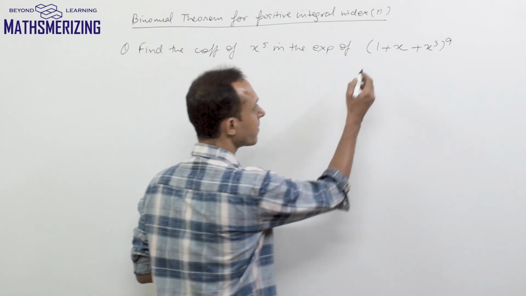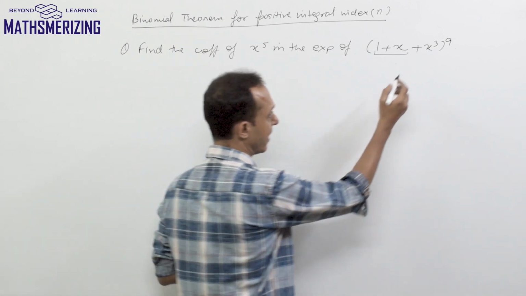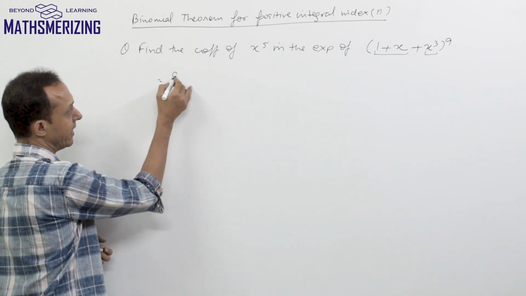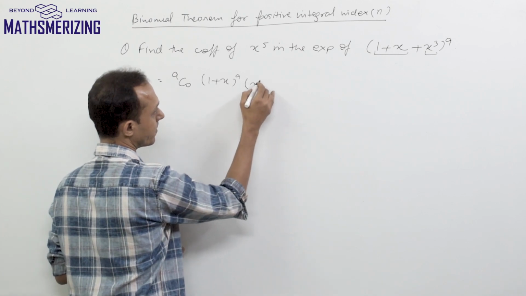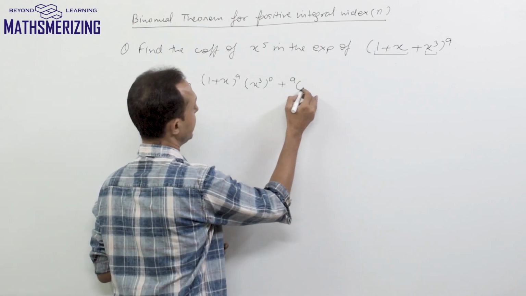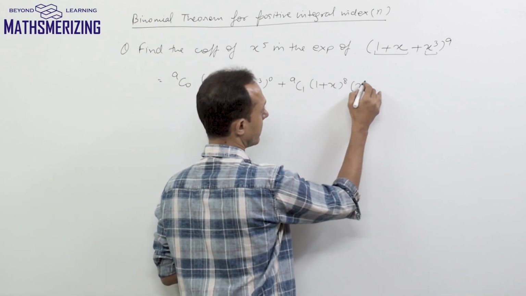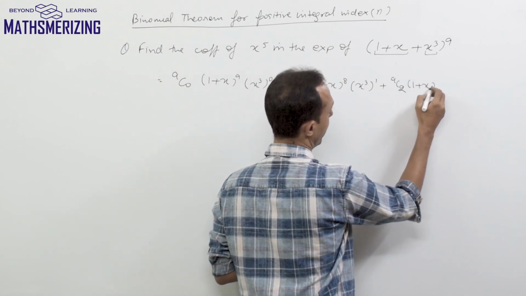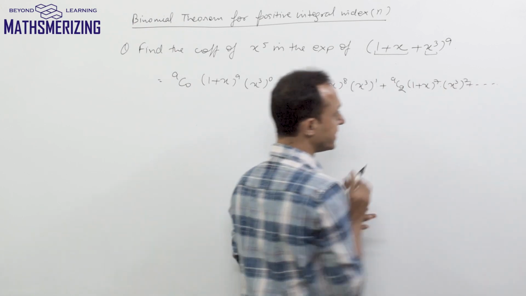So what I'll do is, I'll consider this 1 plus x as one term, which is a, and I'll consider this x cube as b, and then I'll write its binomial expansion. So if I write the binomial expansion, I'll write 9C0 (1 plus x) to the power 9 (x cubed) to the power 0, 9C1 (1 plus x) to the power 8 (x cubed) to the power 1, 9C2 (1 plus x) to the power 7 (x cube) whole square, and this series will continue.